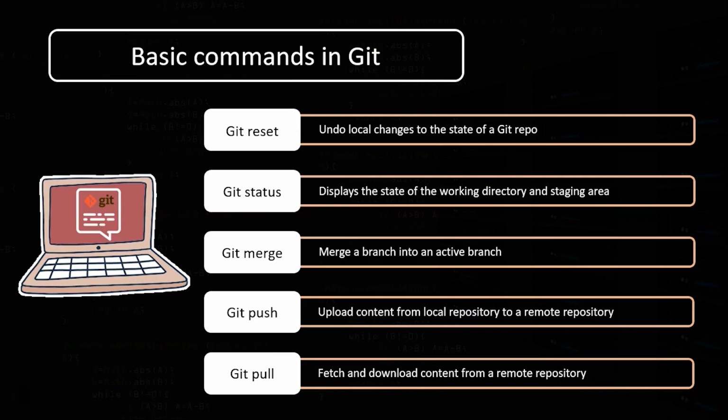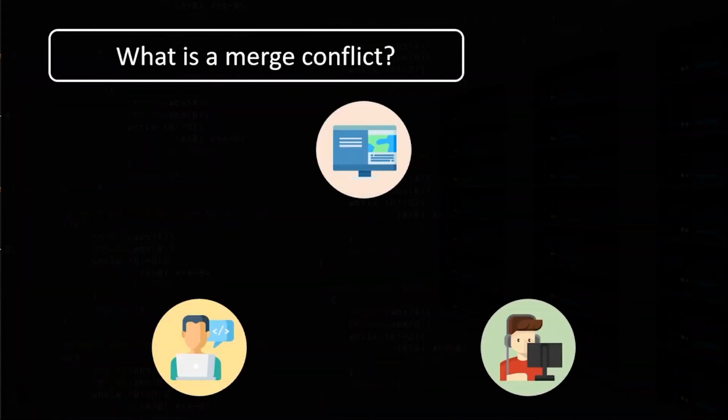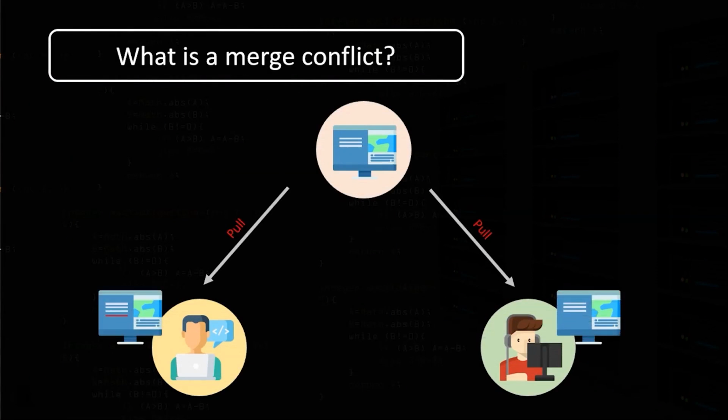So this was some of the basic commands which we can use for managing the Git repositories here. Now let's talk about what exactly a merge conflict is. A merge conflict is something which originates the moment we do some kind of merging activity. Merging is a process in which we move some source code from one branch to another.